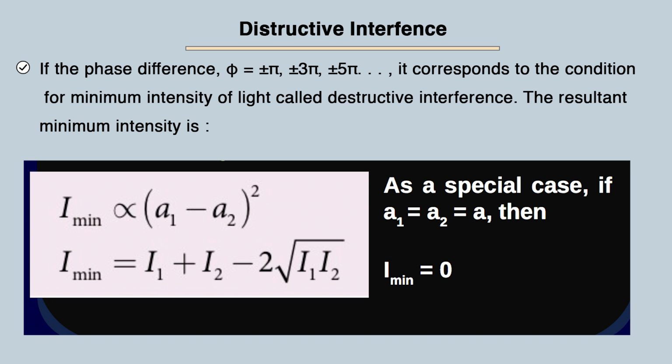In the second case, where the intensity is minimum, this is possible when phi is equivalent to plus minus pi, or an odd multiple of pi. This condition gives the minimum intensity of light, and this interference is known as destructive interference. The resultant intensity I minima is proportional to (a1 minus a2) whole square, and in terms of the intensity of the individual lights, I minima is equivalent to I1 plus I2 minus 2 root of I1 I2. In the special case when A1 is equivalent to A2 is equivalent to A, then ideally the minimum intensity must be 0.